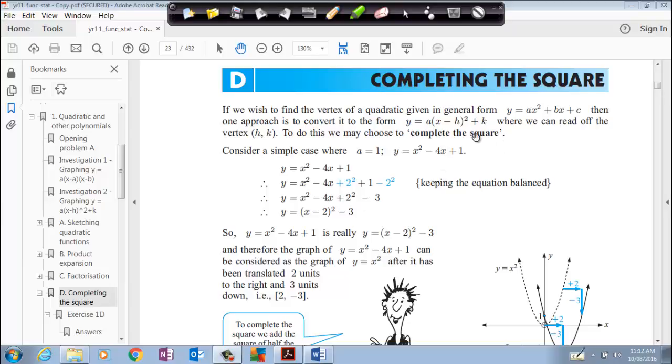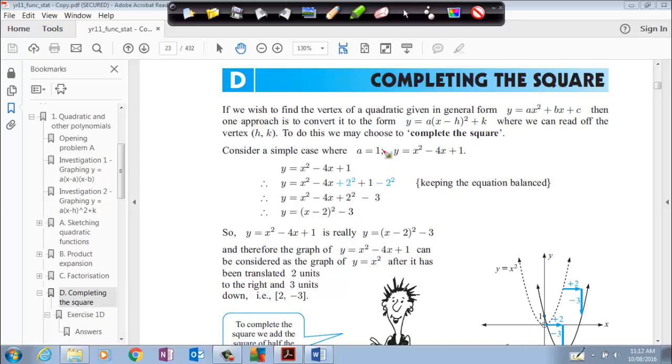Okay, now we're going to learn another way to find the x-intercepts. If we can't factorise, then we're forced to complete the square. Now, to complete the square, you need to add on half the coefficient of x.